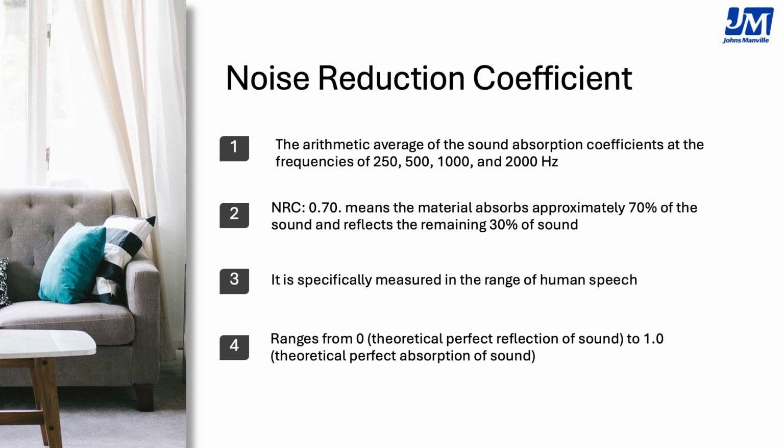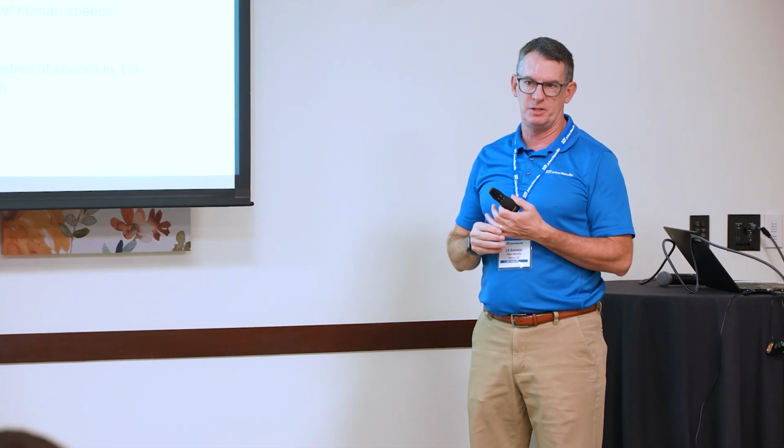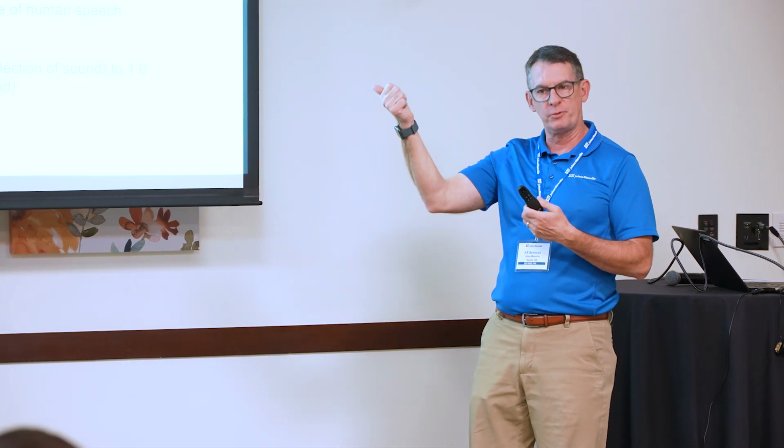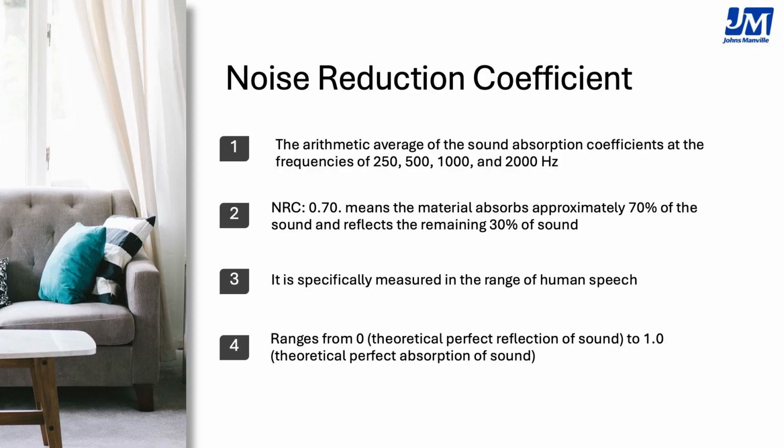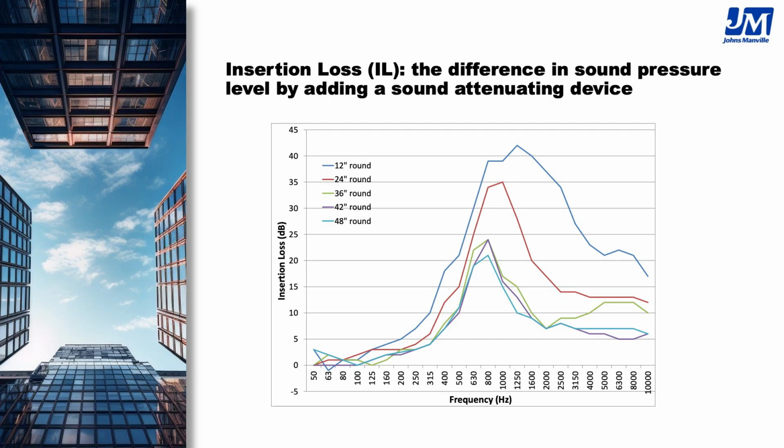An NRC of 0.7 truly means that about 70% of the sound that hits that material is absorbed versus reflected back. 250 to 2,000 hertz is the speech range, which tends to be the range that we care the most about. 0 to 1, more or less, ends up being the range that we get for that sort of material.